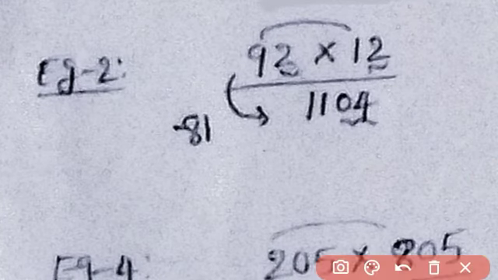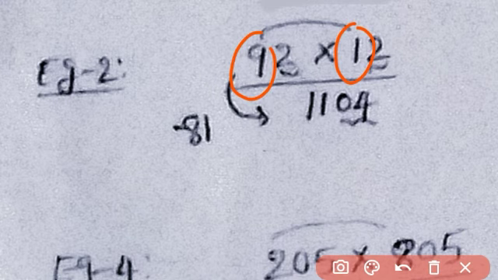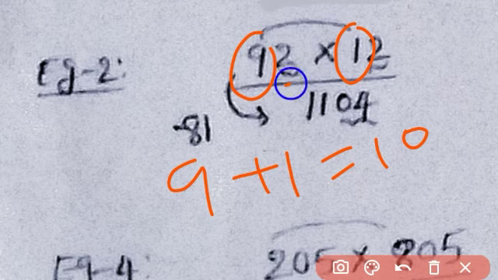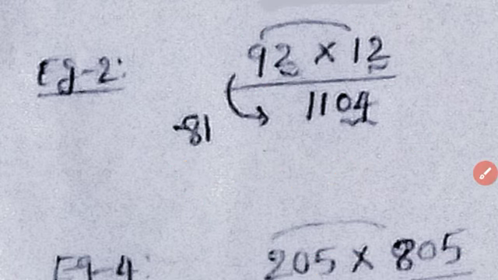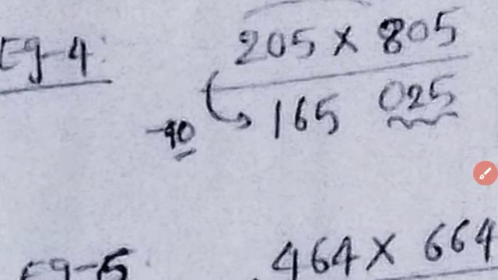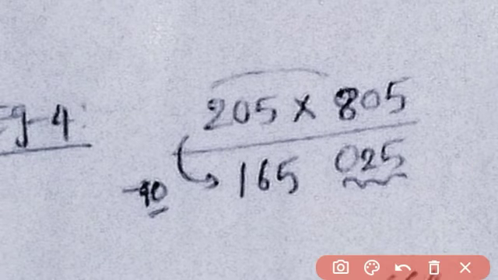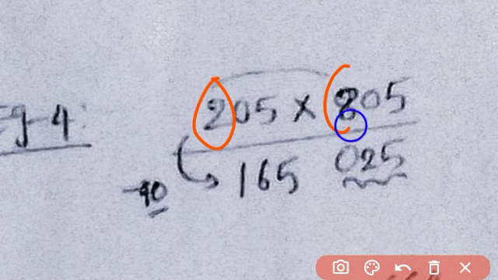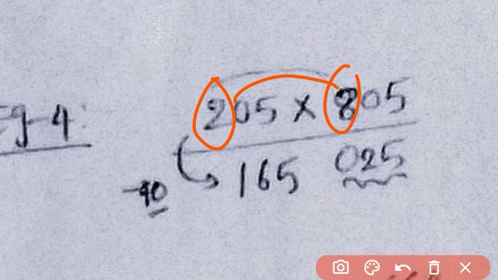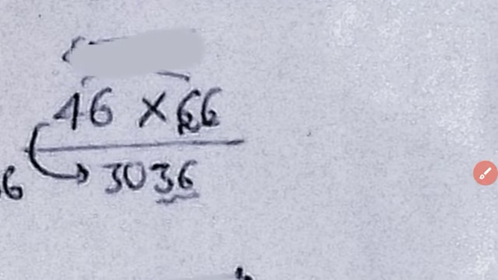Here also, on the left side you can find 9 plus 1 is 10, and on the right side you have the same number. Left side must be 10. 8 plus 2, that is 10, and on the right side the same number, 05 and 05. So let's start the trick.